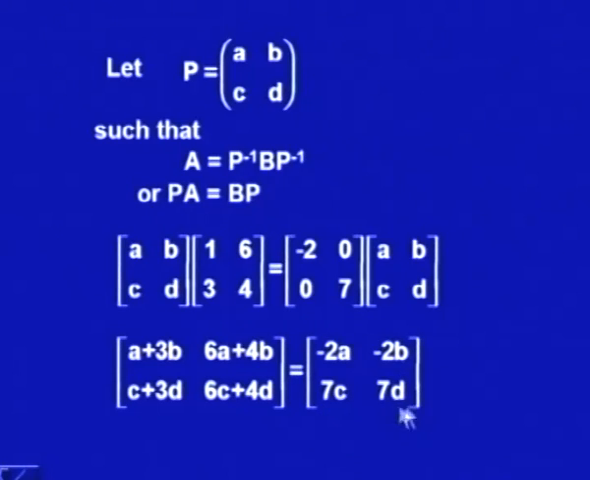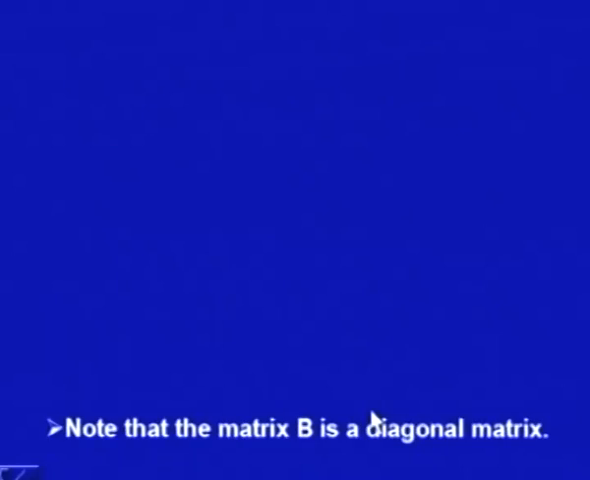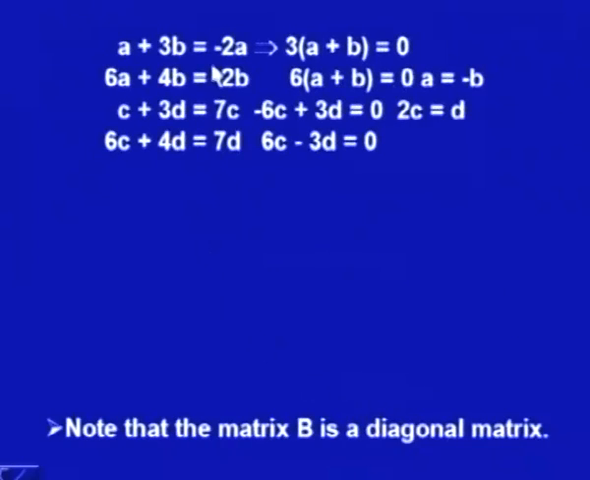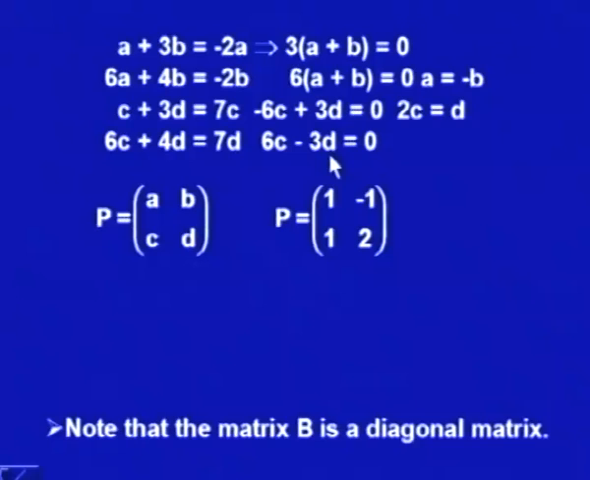And from here, if you solve for a and b, then we will have a plus 3b is equal to -2a, 6a plus 4b is equal to -2b, c plus 3d is equal to 7c, and lastly 6c plus 4d is equal to 7d. From here one can get that 3 times a plus b is equal to 0 from these two equations, and that means if you solve these 4 equations in 4 unknowns, we will get a is equal to 1, b is equal to -1, c is 1 and d is equal to 2.